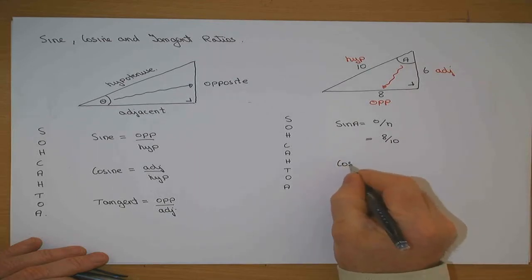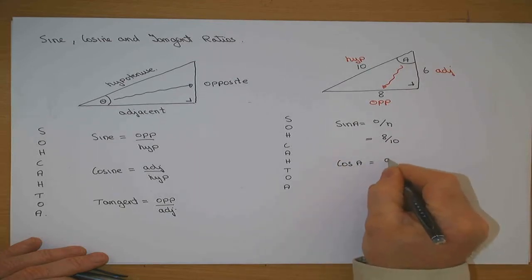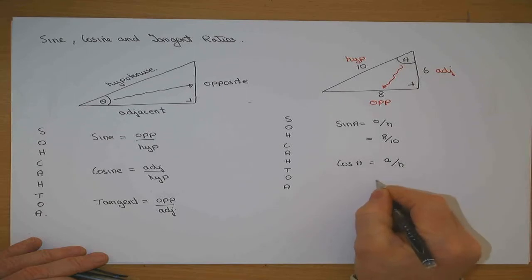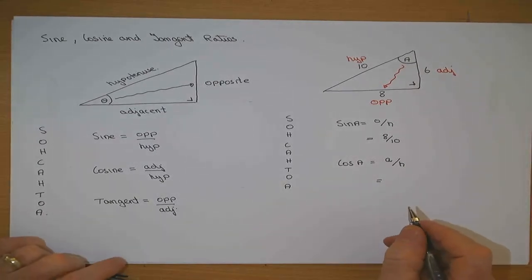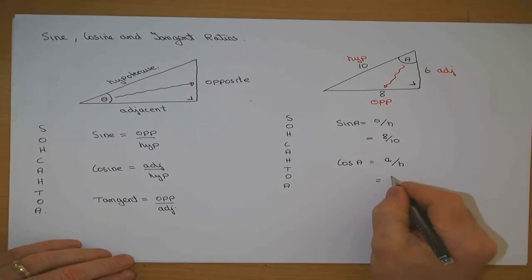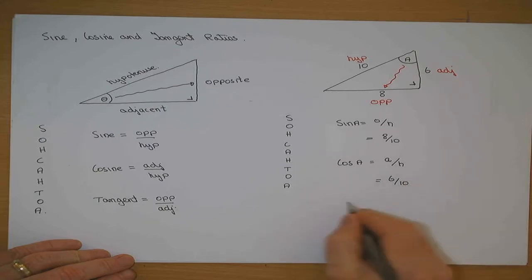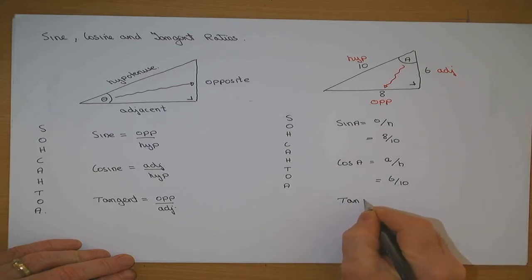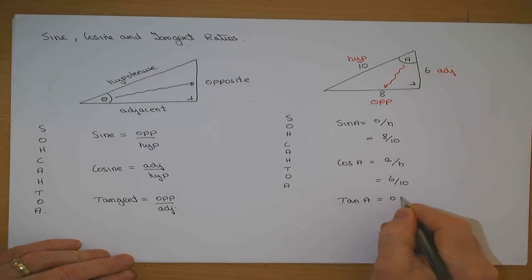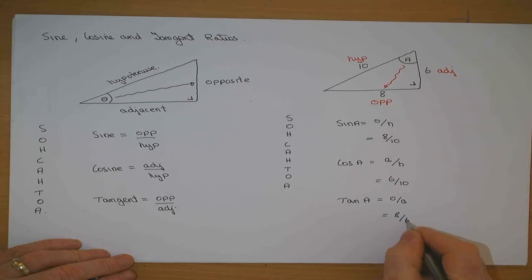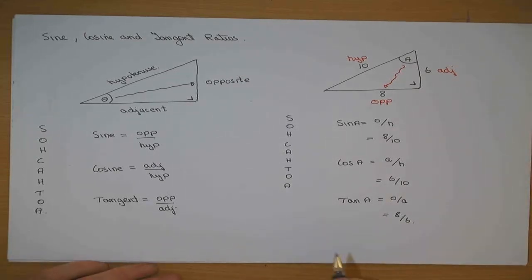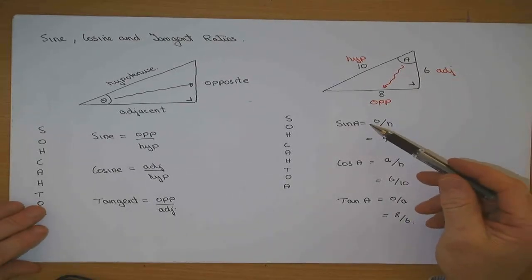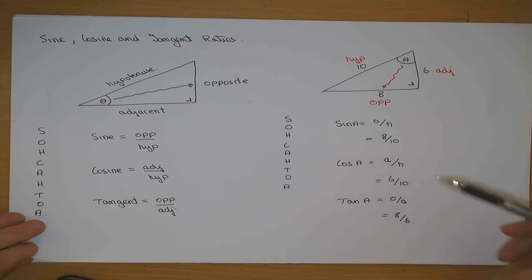What's the cosine of the angle A? It's the adjacent over the hypotenuse. What's the adjacent? Over 10. And what's the tan of the angle A? Opposite over the adjacent. What's the opposite? And the adjacent. So in any triangle, you can tell me what the sine, cos, and tan are.